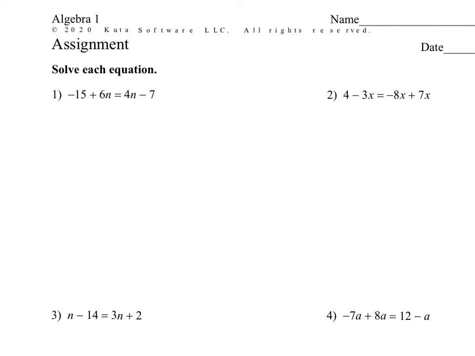And we talked last week about how our first step should be to distribute, second step combine like terms, and then we solve for the variable. The difference today is we're going to have the variable on both sides of the equal sign. So my phrase when we solve these equations is I want you to plan ahead. Plan ahead a couple steps.